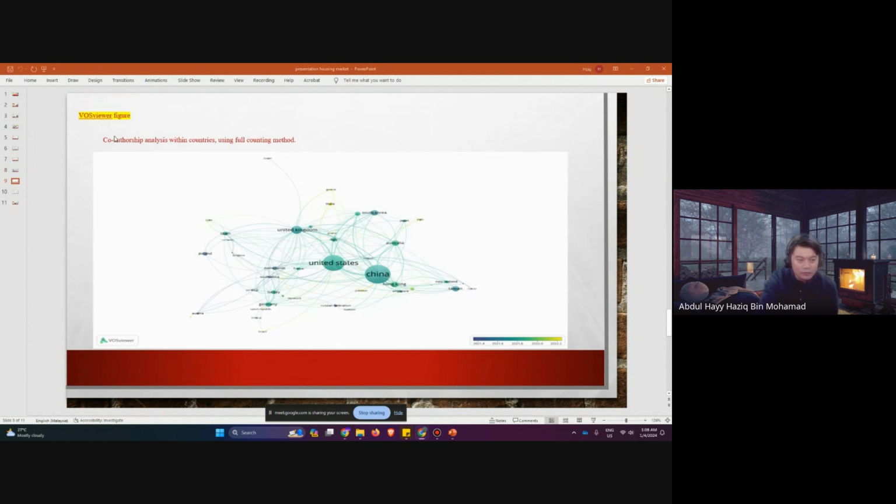Using VOSviewer, we can get this feature, which is called authorship and co-authorship within countries using the full counting method. Like I said before, there are three countries that dominate in producing papers in terms of this keyword, the housing market: number one is China, number two is United States, and number three is United Kingdom. We can see that United Kingdom and United States have a thicker line here, so most of the authors are working together making papers, and China and US are also the same here.